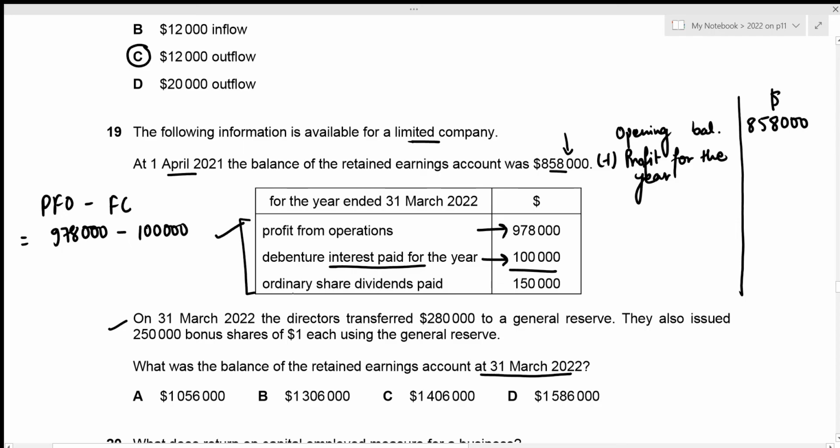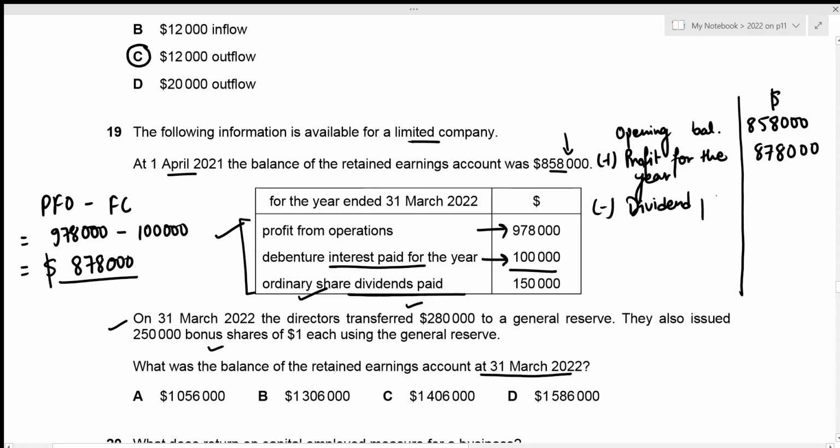Let's see if we have any other interest charges. This regards ordinary share. This is a transfer, and this is an issuance. So this does not involve any sort of interest, which means that this concludes our calculations for profit for the year. That is 978,000 minus 100,000, which results in our profit for the year to be 878,000. This amount should be added in our retained earnings. So that's 878,000. All right. Then the next one we are given is ordinary share dividends paid, and dividends paid should be subtracted. The amount is 150,000, so let's subtract this.